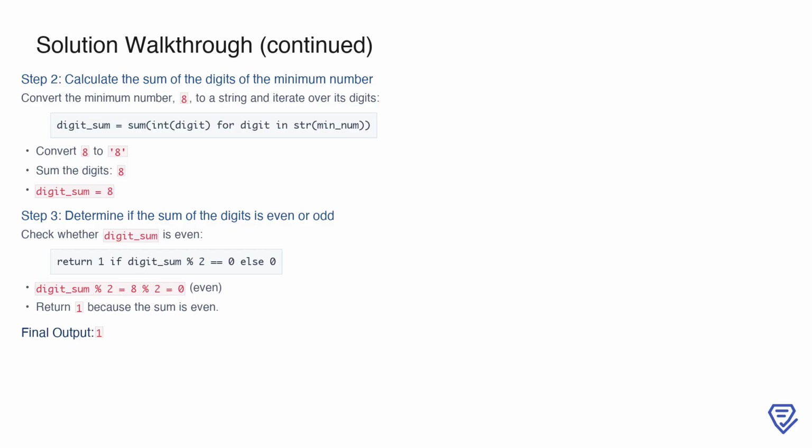In summary, the solution involves 3 steps: finding the minimum number in the array, calculating the sum of its digits, and determining whether that sum is even or odd. For the given examples, the outputs were 0, 0, and 1, respectively. By breaking the problem into these simple steps, we can systematically solve similar questions efficiently. This approach highlights the importance of combining basic operations like finding a minimum, iterating over digits, and using modular arithmetic to solve problems in a structured way.